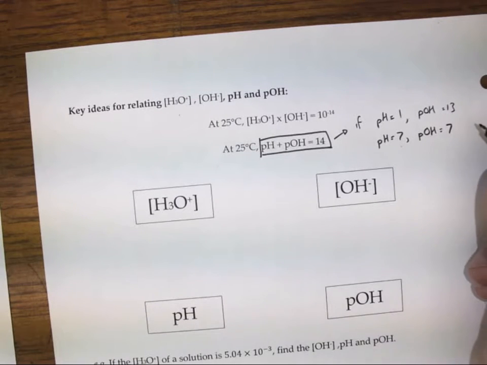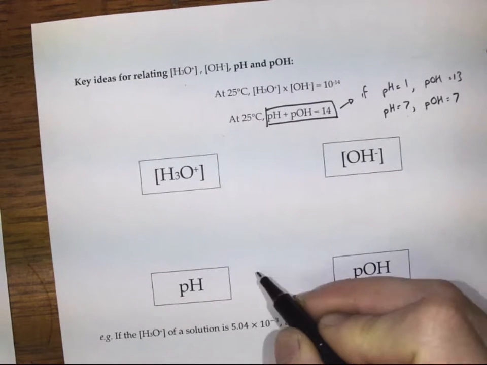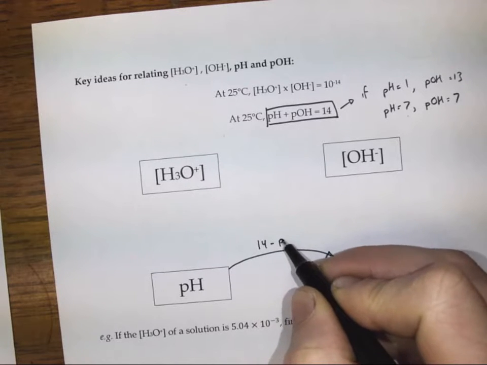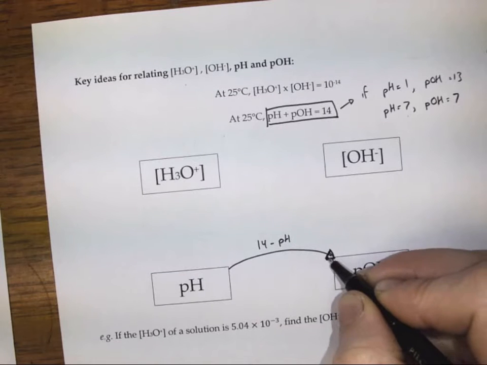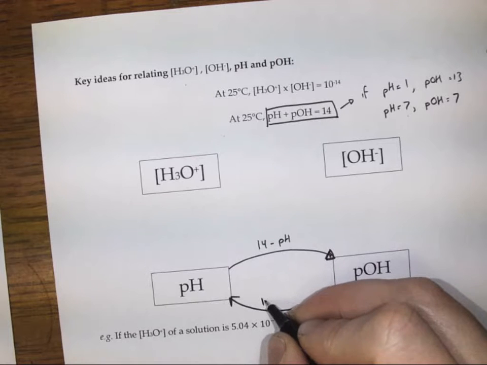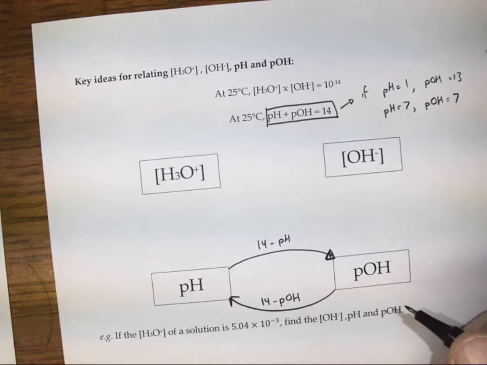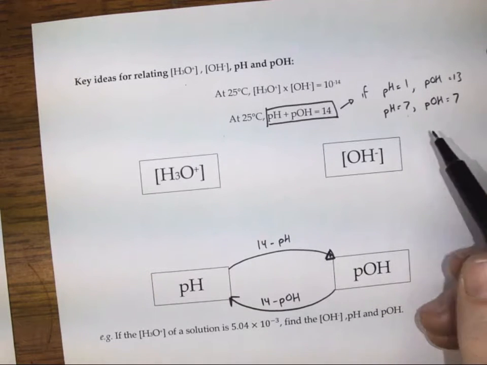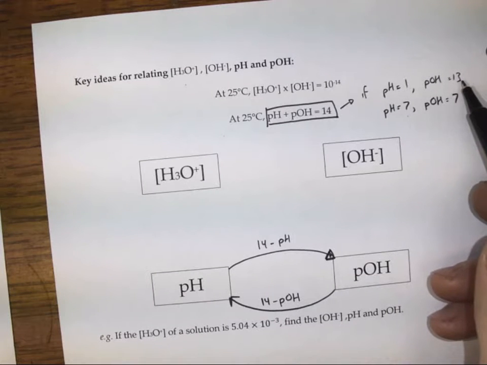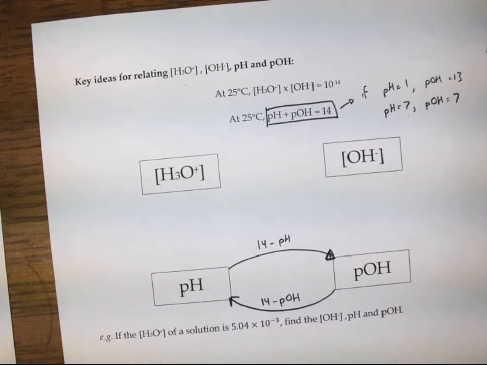Okay. So if I know a pH and I want to find a pOH, all I do is I take 14 and I take away my pH. And that takes us to pOH. And similarly, if I have pOH and I want pH, I take 14 and I take away my pOH. And we can see it works both ways, right? If my pOH of a solution is 13 and I want my pH, I just take 13 away from 14 and I get 1.